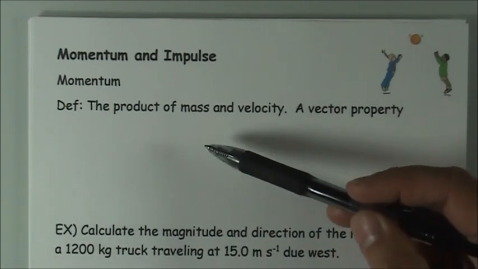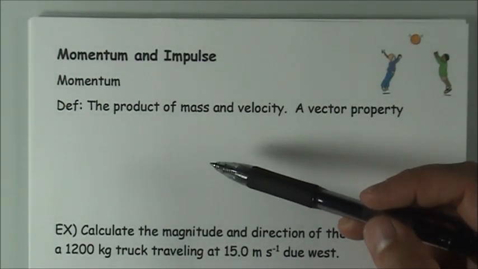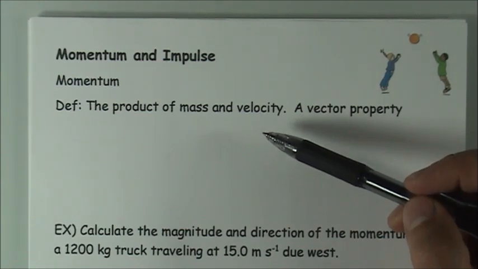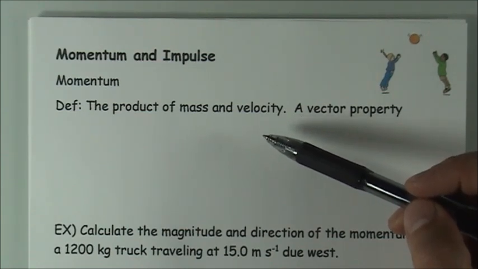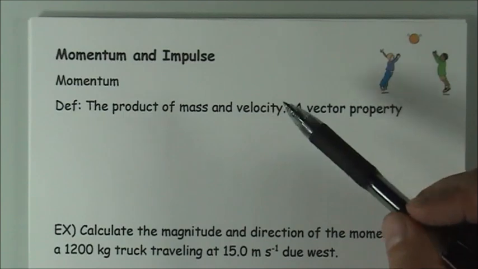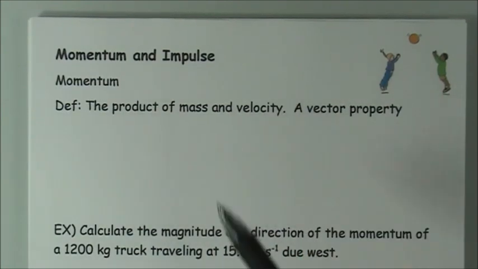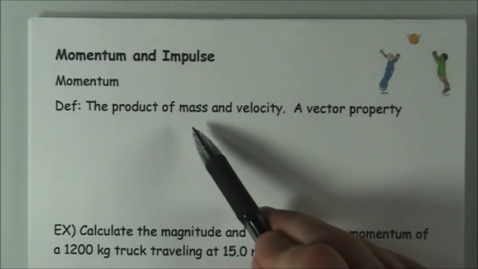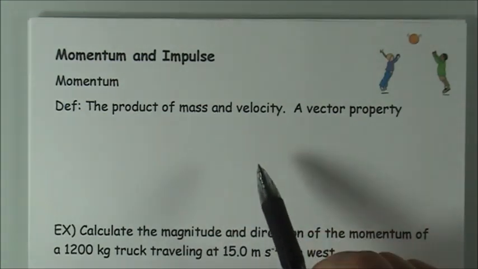An object that has a lot of mass, it's going to be very difficult to change the motion of it. An object which has a lot of velocity, or an object which you want to give a lot of velocity to, it will be difficult to give an object a lot of velocity. And these two products combine together to help you understand how difficult it will be to make an object change its motion. It is a vector property because mass is a scalar and velocity is a vector.